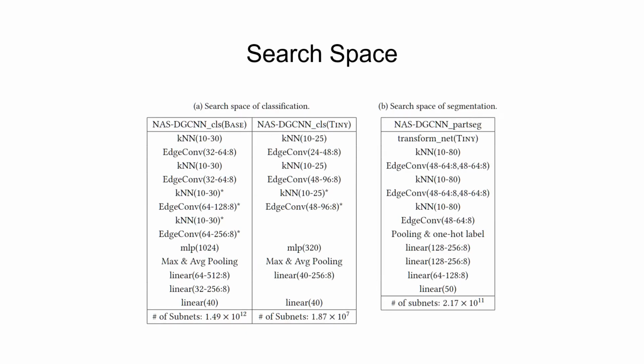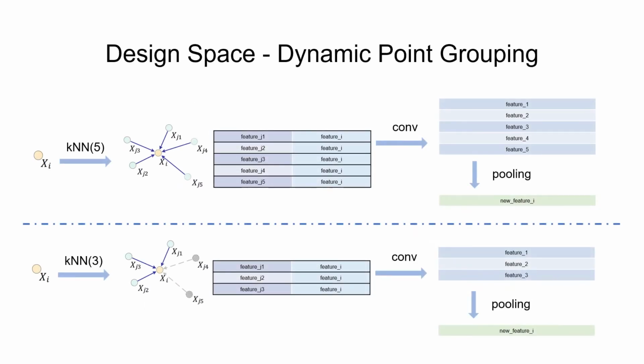Specifically, the classification supernet Tiny aims to find an architecture with a tiny model size. The classification supernet Base discovered a network in a larger search space. The segmentation supernet enables searching for different dense prediction models. The size of classification supernet Base and segmentation supernet is the same as DGCNN. These supernets contain 3 kinds of searching space: point grouping, network depth, and channel numbers.